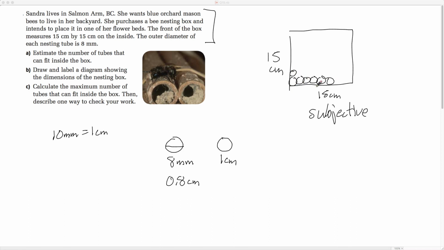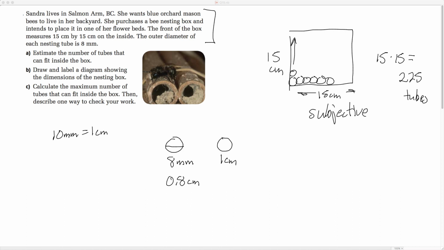And so really the estimate would be that since each of these is 1 centimeter across, we could get 15 of them in the horizontal direction, and 15 of them in the vertical direction. So a rough estimate for the number of tubes would be 15 times 15. You could use your calculator there, which is 225 tubes. So a rough idea of approximately how many of these tubes would go in the bee nesting box would be 225.